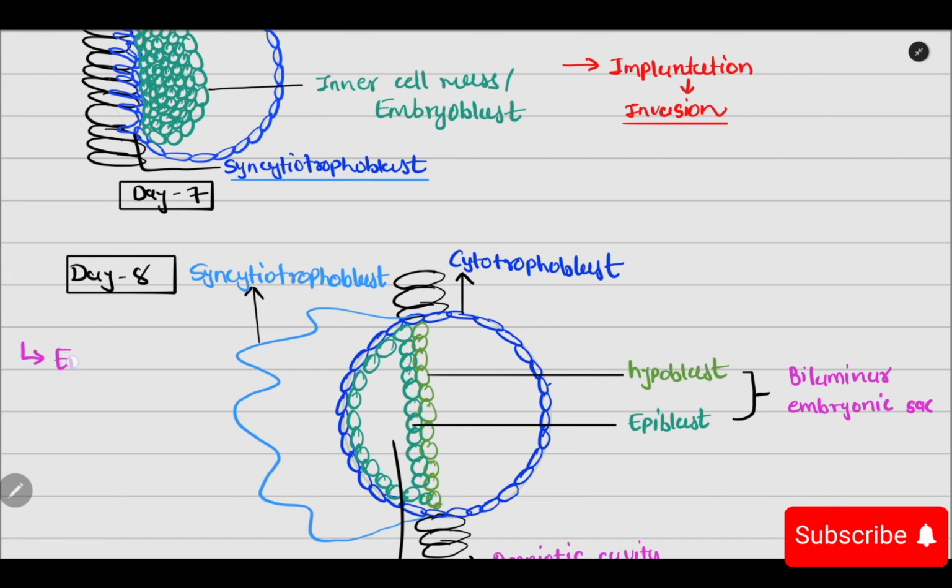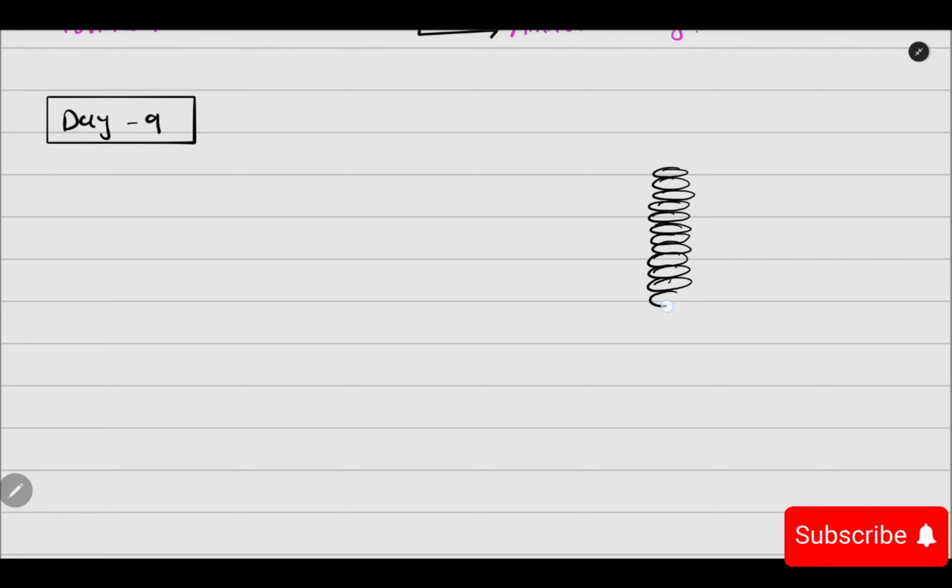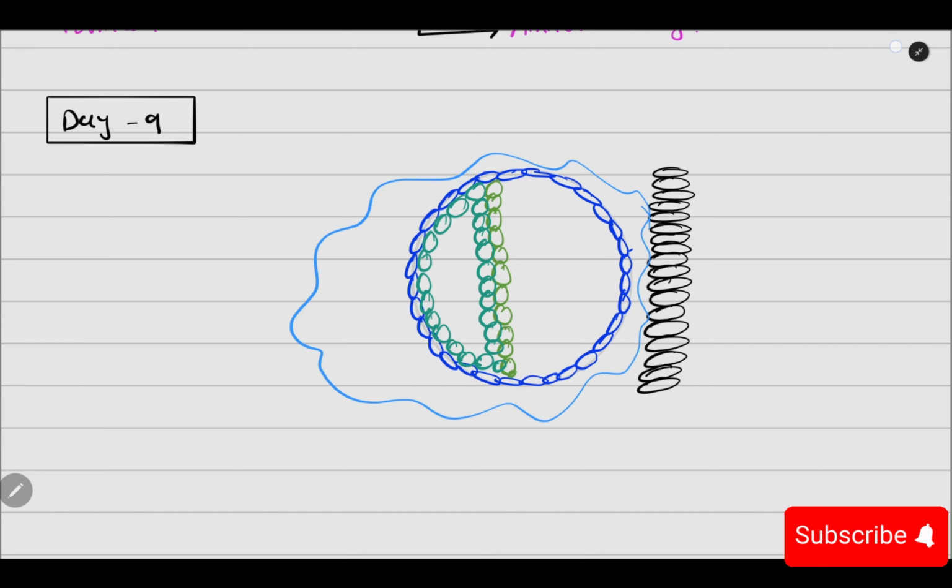Now what we have on day 8 is that the embryoblast differentiates into epiblast and hypoblast. Bilaminar disc forms. Embryo invasion continues. Amniotic cavity forms. And now on day 9 syncytiotrophoblast invades further into the endometrial cells. The opening is now sealed by fibrin, also known as the coagulum, fibrin plug. This ensures the embryo is fully embedded.